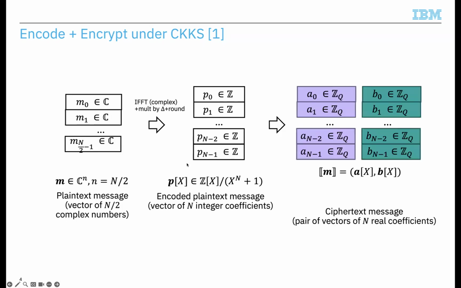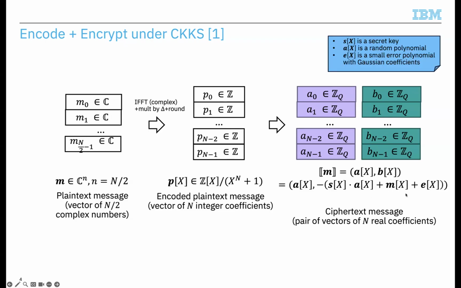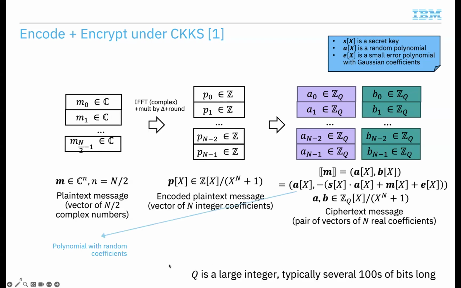Further, to go from the plaintext to the ciphertext, we have to do another step called encrypt. And the ciphertext actually consists of two polynomials, A and B. So this is the notation one might see in many papers. The encrypted version of M, which is the original message, is A(X) and B(X), which are two polynomials. B(X) expands to this, and I will go over the individual components. So A(X) is a polynomial with random coefficients. S(X) is the secret key, which is only known to the client in this case.